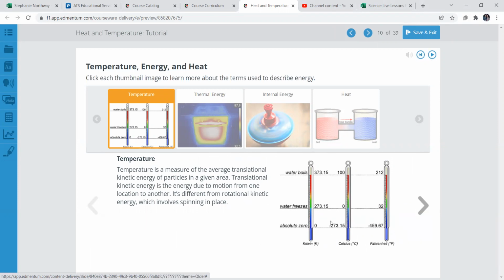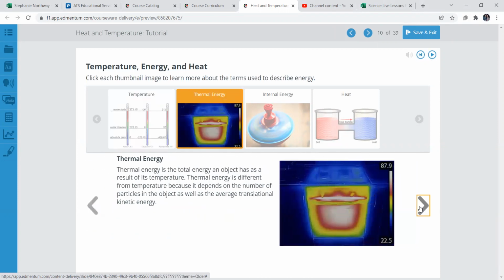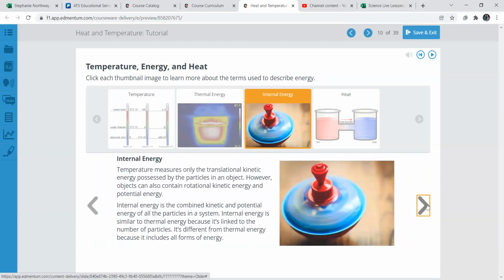Absolute zero for Kelvin, you'll see this a lot in chemistry, will obviously be zero. Thermal energy, the total energy of an object, is a result of the temperature. It's just the result of the temperature here. So where is it the warmest or hottest? The red part would indicate that it is the hottest right there. Internal energy: temperature measures only the translational kinetic energy possessed by the particles in the object.